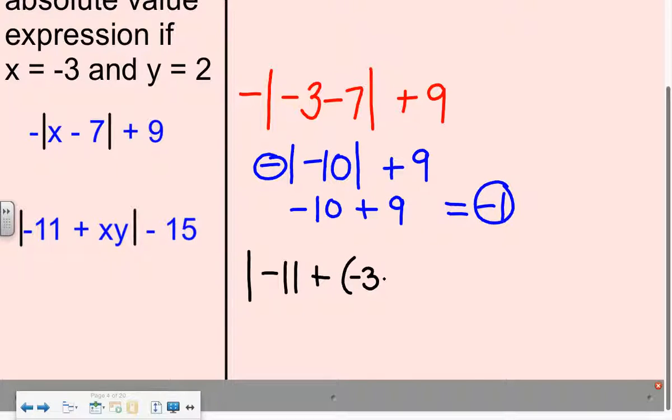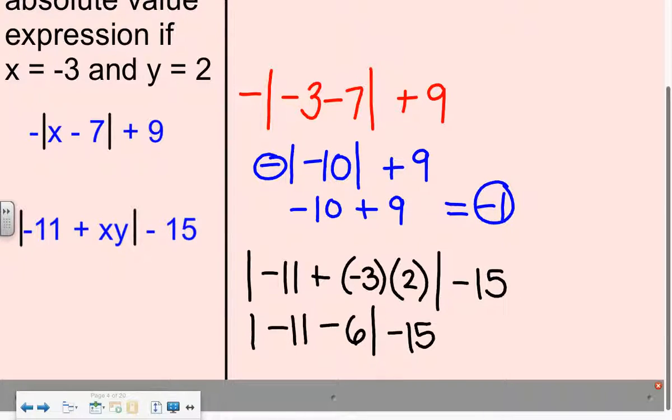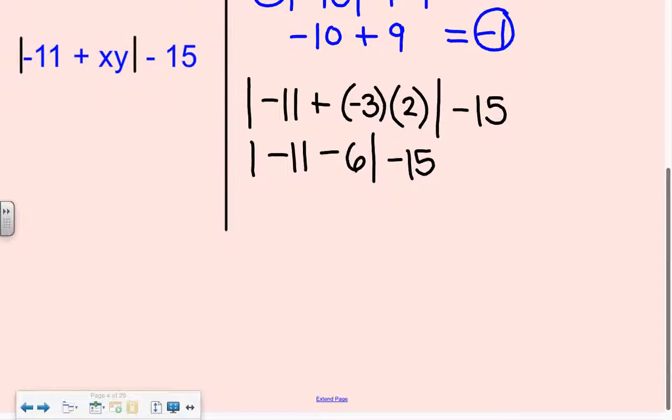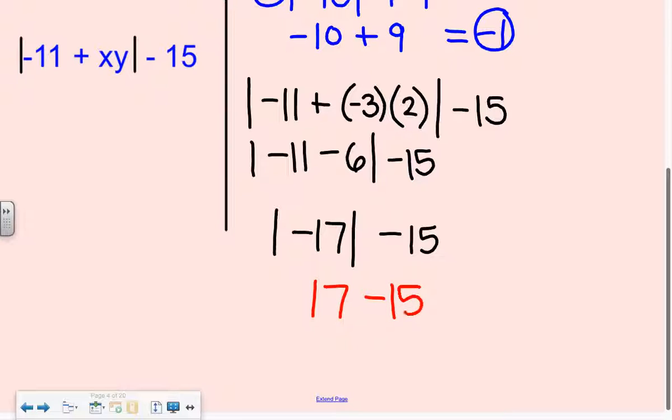So we've got negative 3 times 2 minus 15. All right, so now this time inside of our absolute value, we've got addition and multiplication. So we know with PEMDAS, multiplication comes first. So I'm going to multiply negative 3 times 2, which is negative 6. Negative 11 and negative 6 make negative 17. Absolute value of negative 17 is 17. 17 minus 15 is 2.